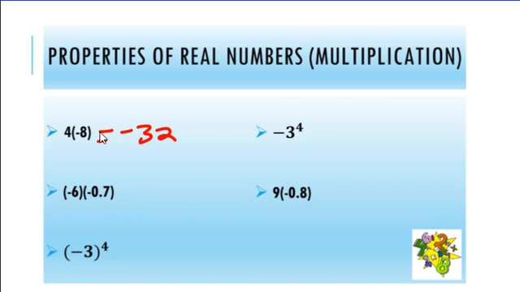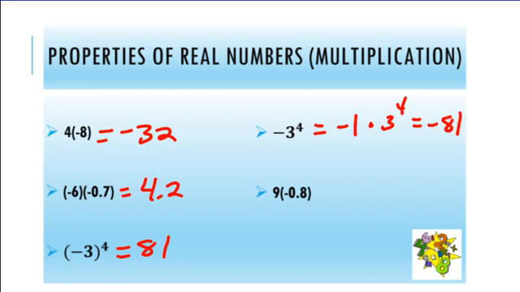-6 times a -0.7 would give you a positive 4.2. The next one, parentheses, a -3 in parentheses raised to the 4th power would give you a positive 81. Now this next one looks the same. The only difference, there is no parentheses. So in this case, it's going to be a -1 times 3 to the 4th. 3 to the 4th is 81 times a -1 equals a -81.